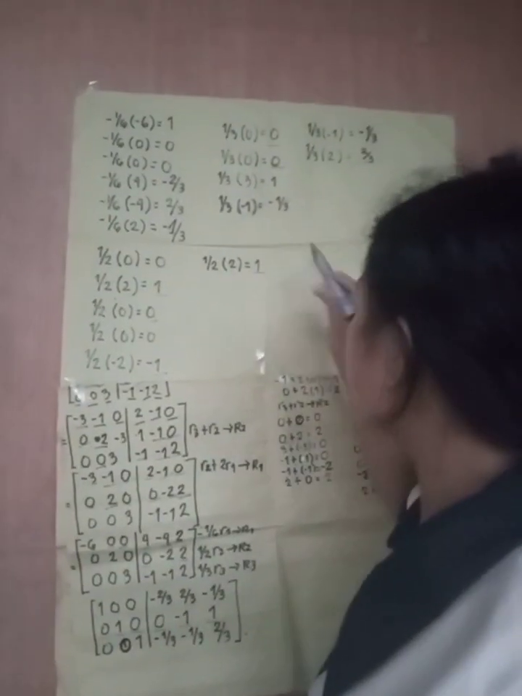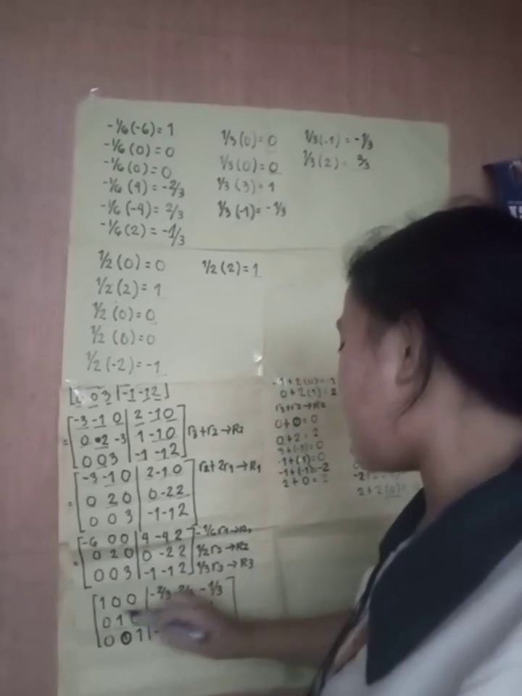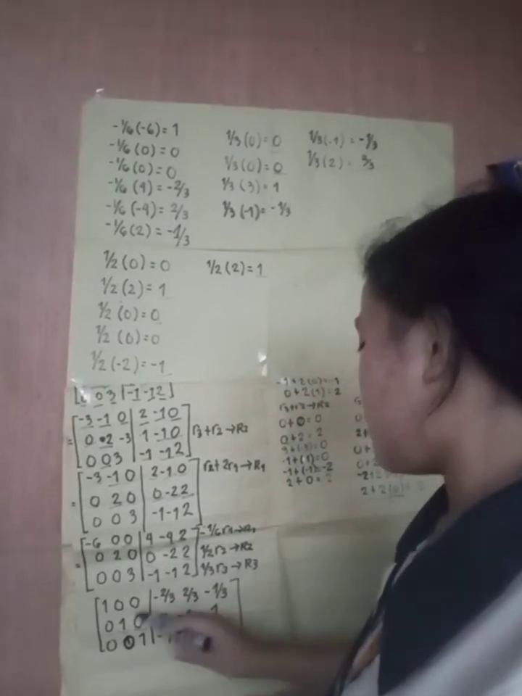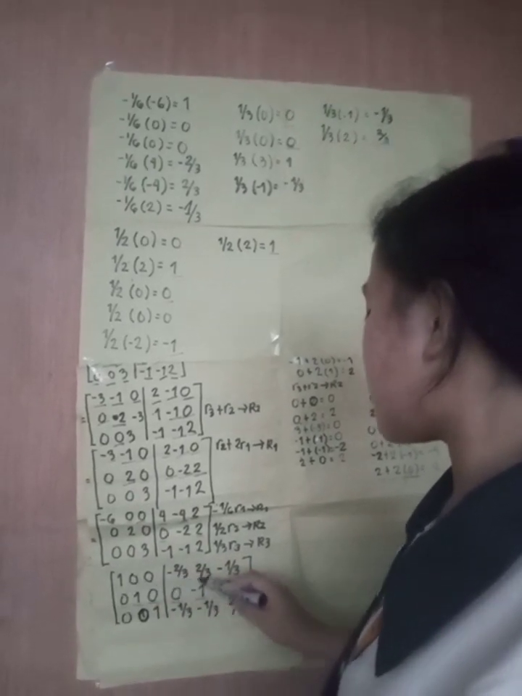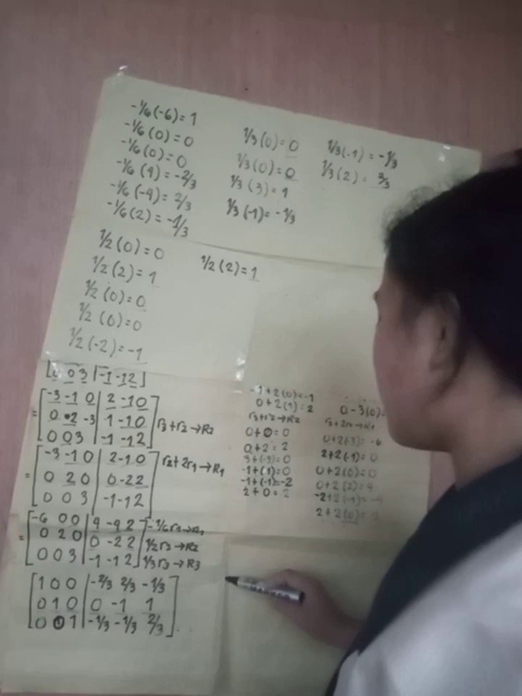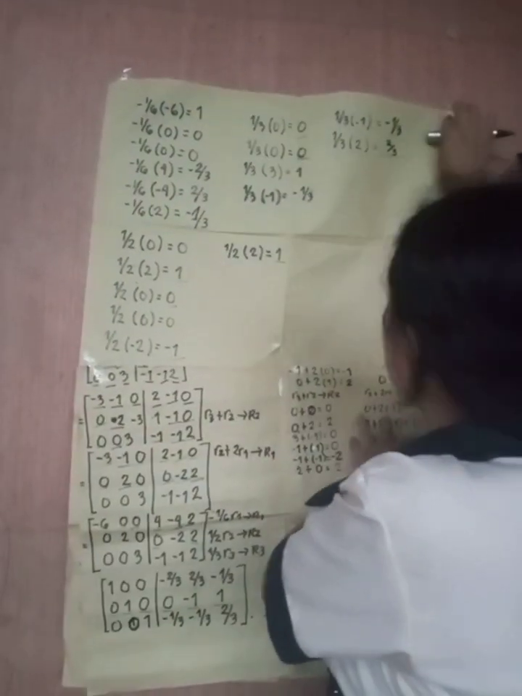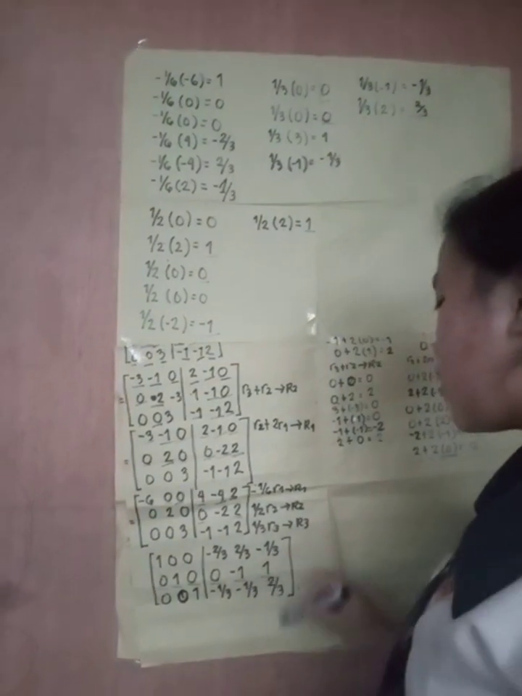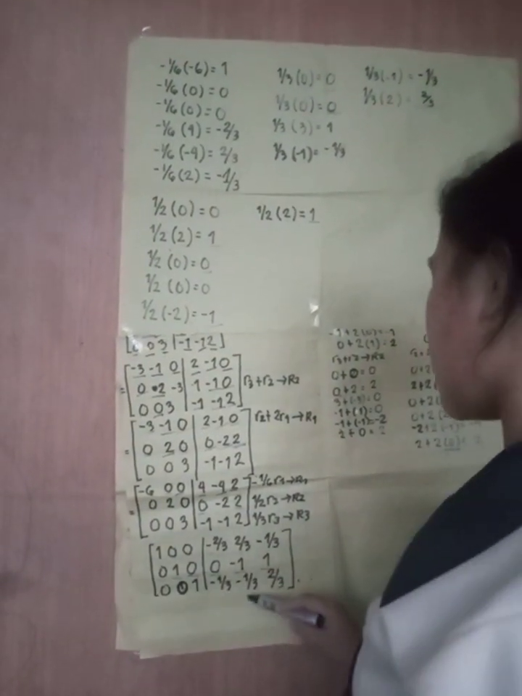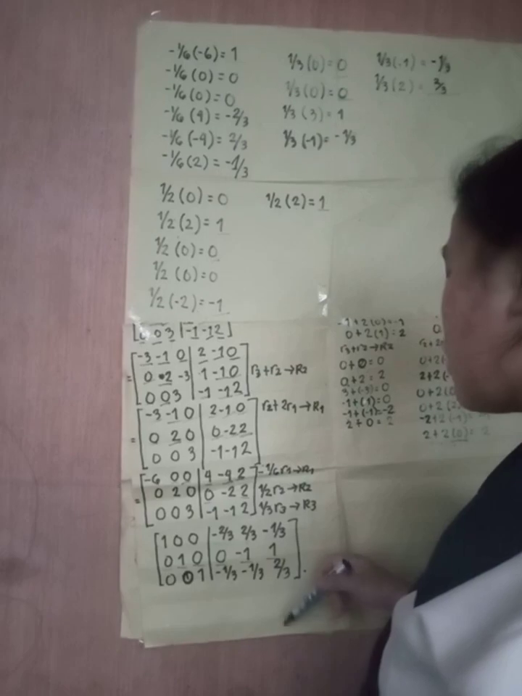So our new matrix now, we have the row 1: 1, 0, 0, negative 2/3, positive 2/3, negative 1/3; row 2: 0, 1, 0, 0, negative 1, 1; and row 3: 0, 0, 1, negative 1/3, negative 1/3, and positive 2/3.